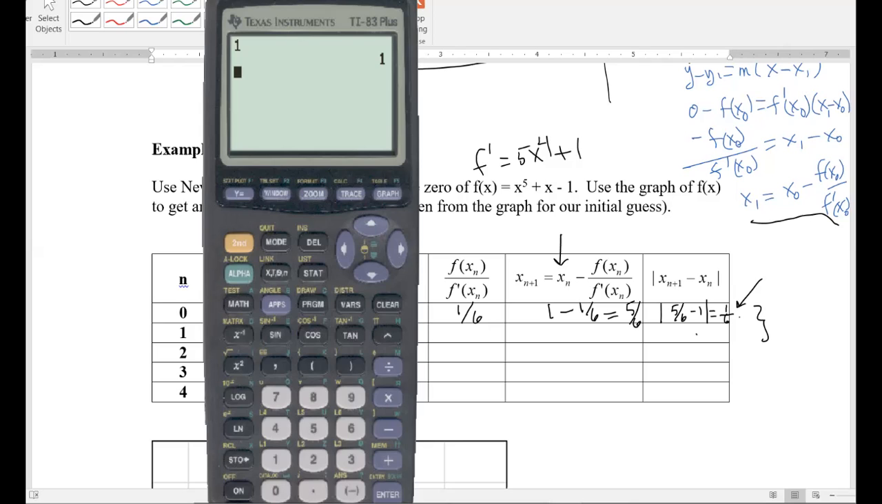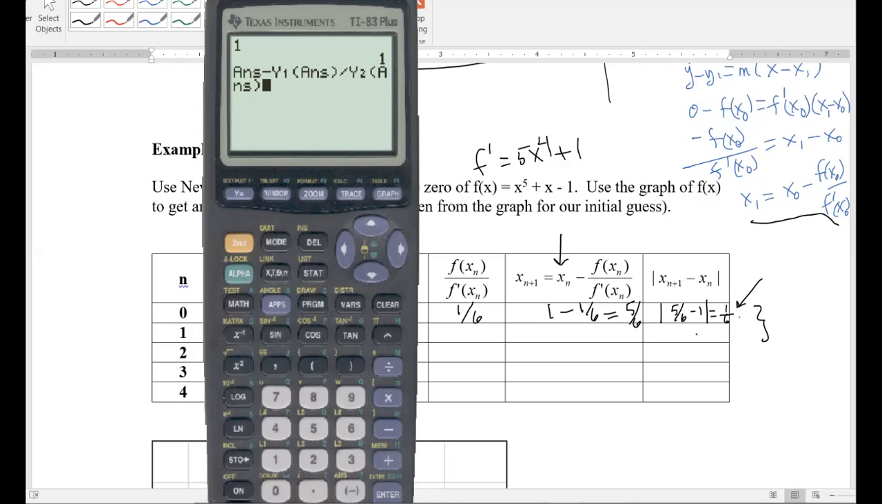Now, the x_n is my answer. So in other words, my answer in the display. So I'm going to put that in. I'm going to subtract f. And here's how I get that: under variables, y variables, function, y sub 1, and put the answer in there. And divide it by, go back to variables, y variables, function, and then function number 2, also evaluated at the answer. Okay, so that's our formula.